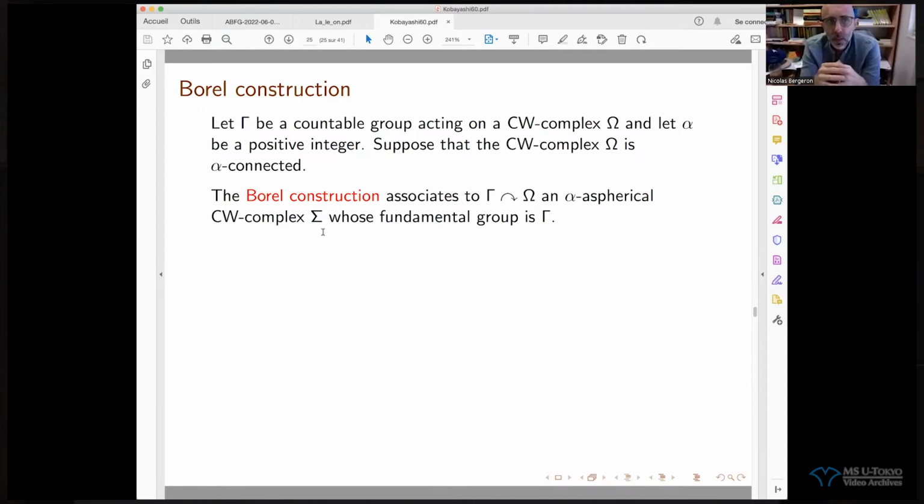So the general setting is the following: you take gamma to be a countable group acting on a CW complex omega, and let's suppose that omega is nice up to a degree alpha, meaning that omega is alpha-connected. It's not contractible, but it's alpha-connected. Now you have this action of gamma, but you don't require the action to be free. So there will be stabilizers of some points, and from this data we want to construct a CW complex which understands completely the homology of gamma, at least up to degree alpha. So we want to construct an alpha-aspherical CW complex whose fundamental group will be gamma.